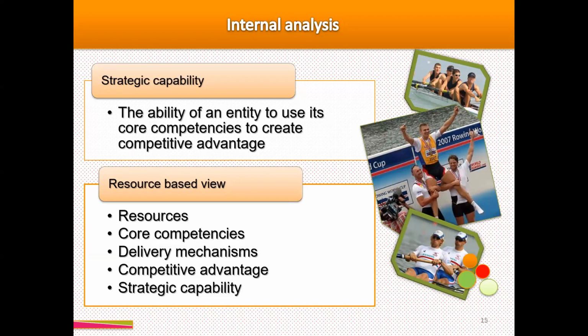Then these core competencies must be delivered appropriately to the necessary projects. If they are assigned to the necessary projects, that's when the organization begins to get competitive advantage. Then in that case, the resource becomes a strategic capability. So it starts from resource, moves to core competency, then delivery mechanisms, then competitive advantage, then strategic capability. That's the resource-based view: how you use your resources, or one's competencies, to create competitive advantage.